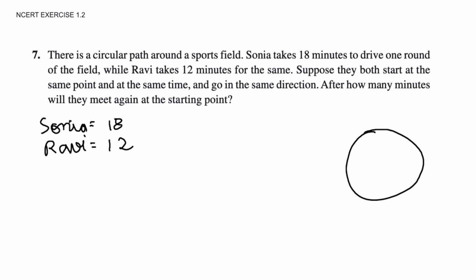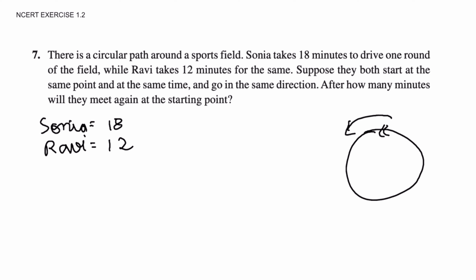12 minutes. Now supposing they both start at the same point at the same time. Okay, Sonia and Ravi both are here and they are starting at the same time at the same point. And they go in the same direction. So assuming that they are both going in this direction for now. Now after how many minutes will they meet again at the starting point? Okay, so now we have to find out after how much time they will meet again at the starting point.